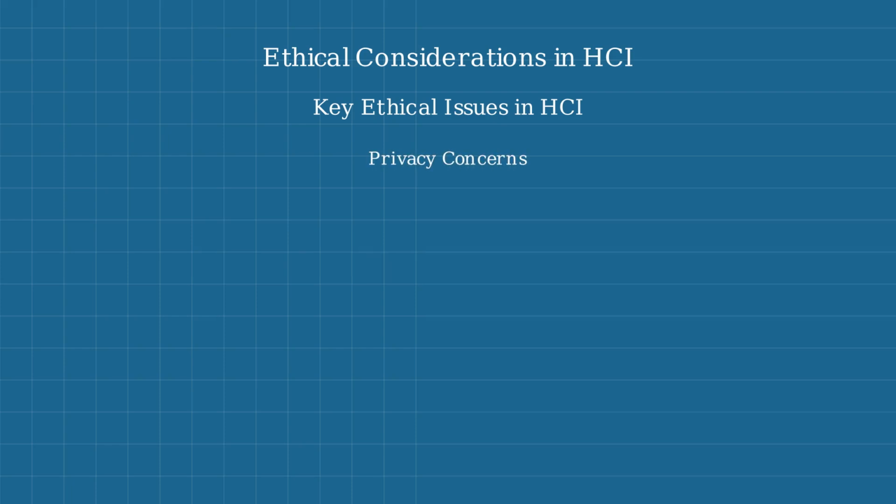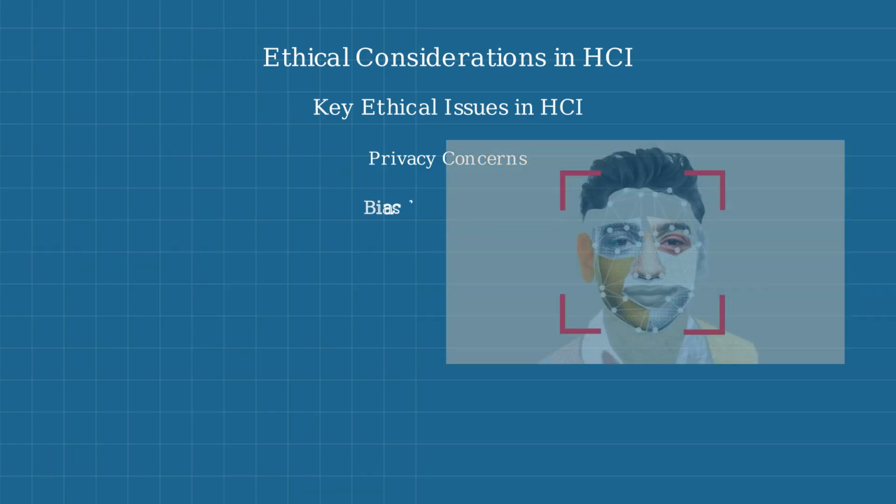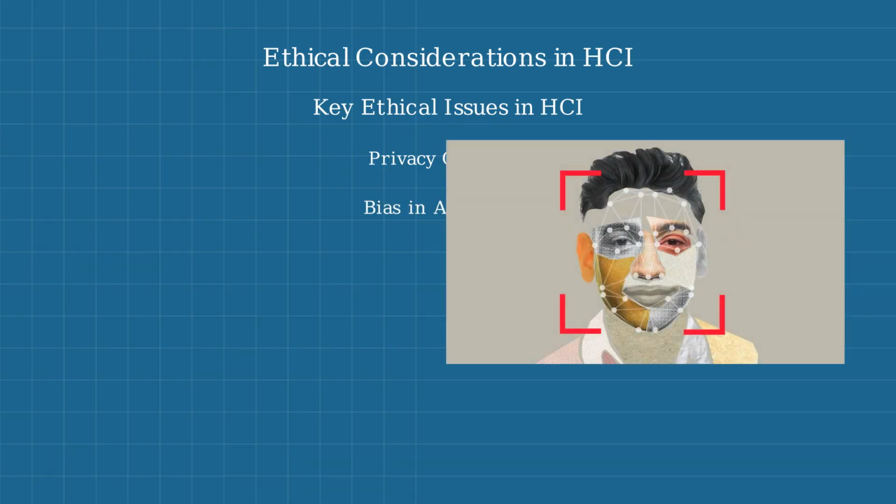These include privacy concerns related to data collection and storage. Bias in AI systems is another critical concern. AI can perpetuate and amplify existing biases in our society if not carefully designed and monitored. We must also consider the broader societal impact of our technology, including effects on employment, social relationships, and mental health.